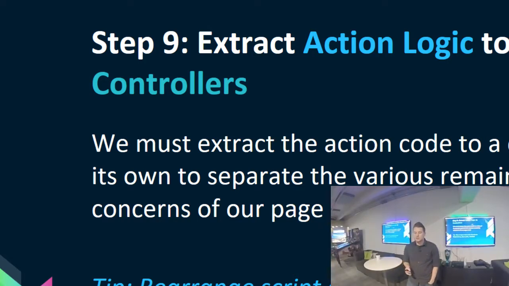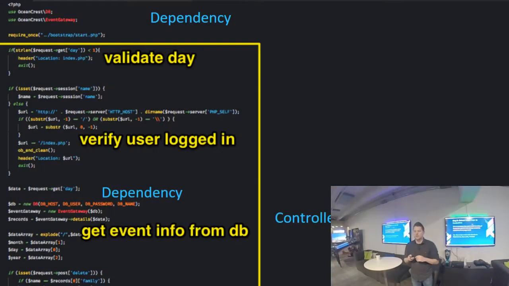Step 9 is going to be extract action logic to your controllers. And so this is where you're going to kind of rearrange your controllers. And basically our controllers are pretty similar. We've got our dependency injection at the top, kind of all the things that we need. And then in the middle is kind of like all of our action logic, all the stuff that needs to happen. And then at the very end, we've got kind of the outputting, the echoing of that.